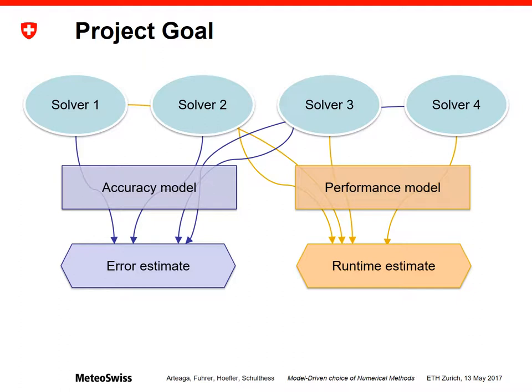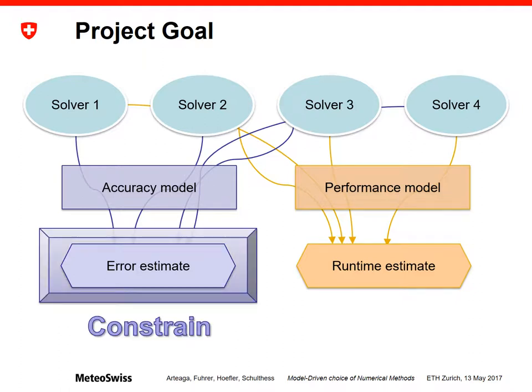Our optimization goal is to choose the best solver according to an optimization target. For instance, we might want to constrain the error, that is, to accept only solvers which deliver a solution of acceptable quality. And we might want to minimize the runtime or the cost measure. Other optimization targets are, of course, compatible with our strategy.